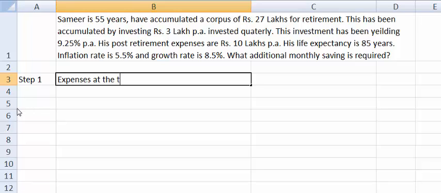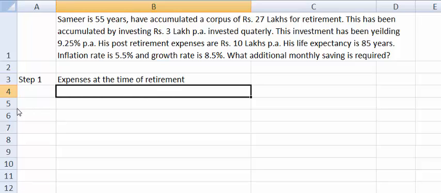Expenses at the time of retirement. So it is given in the question his post-retirement expenses are 10 lakhs per annum, but they are estimated as of today when Samir is 55. Right? We want to know, he will retire after 5 years. That information is missing here, so let me add that he'll retire after 5 years.